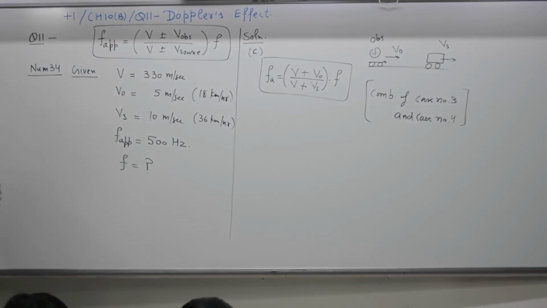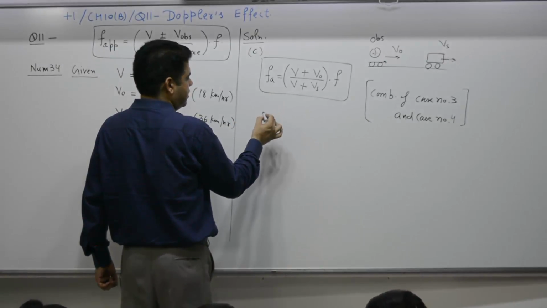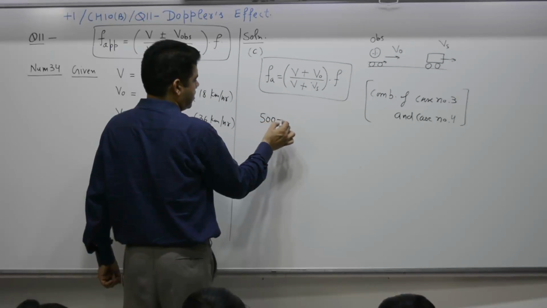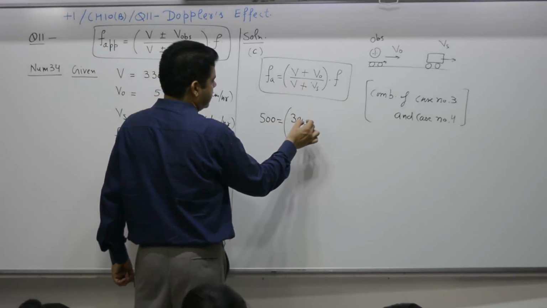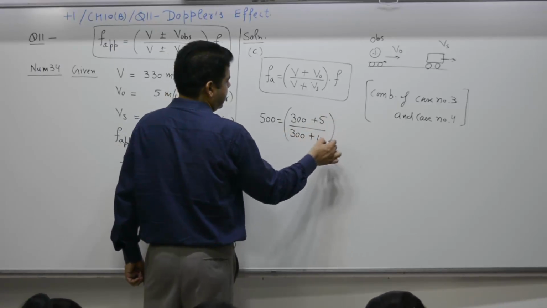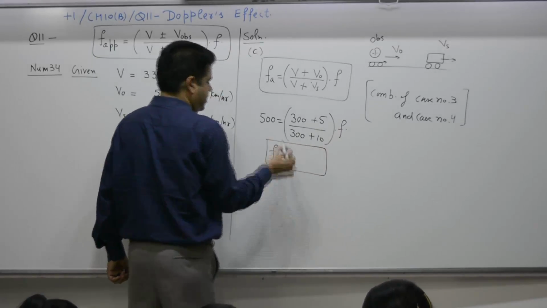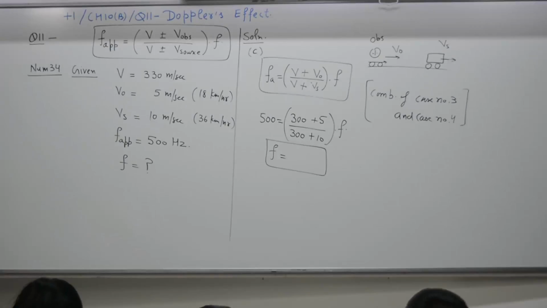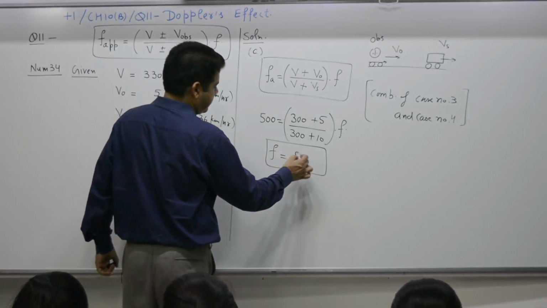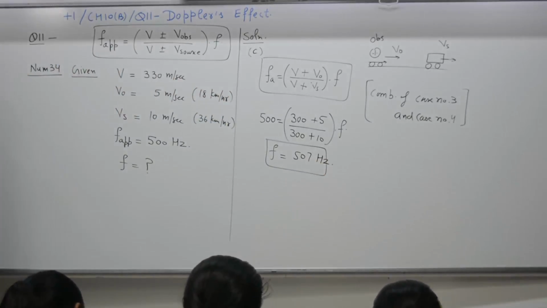For this part, the answer is F apparent is what? Yes, 500. Speed of sound 300. Observer speed is 5. Source speed is 10. Find F. F is equal to what? Yes, 507. Approximately 507. Try D part on your own, please.